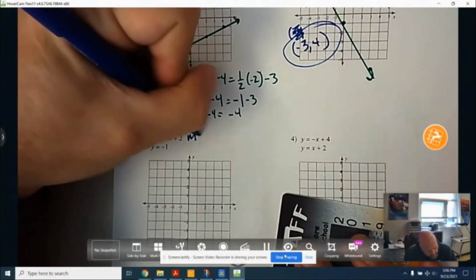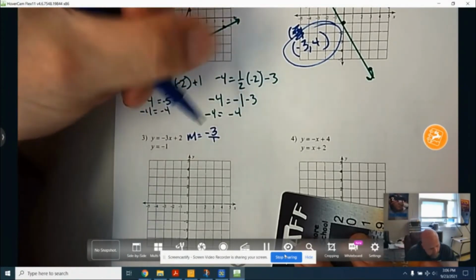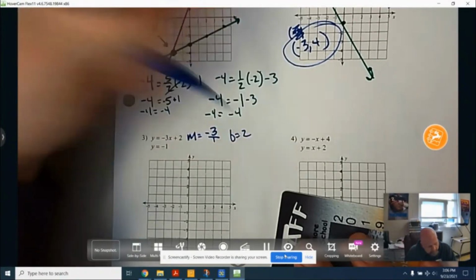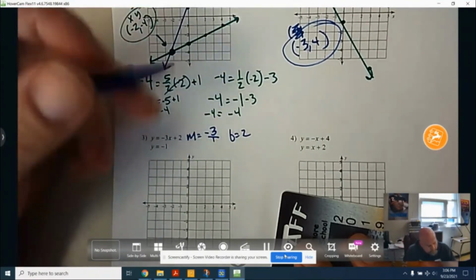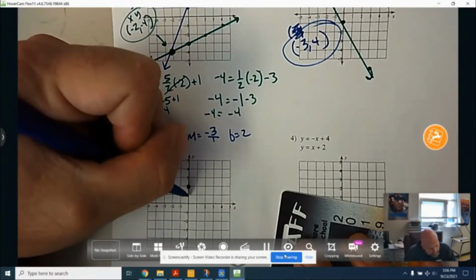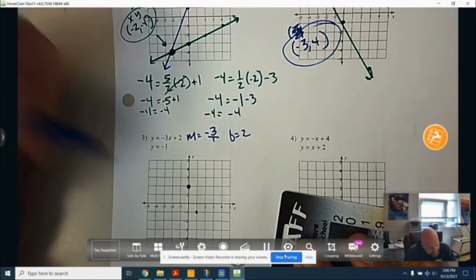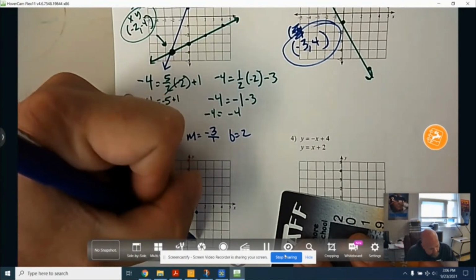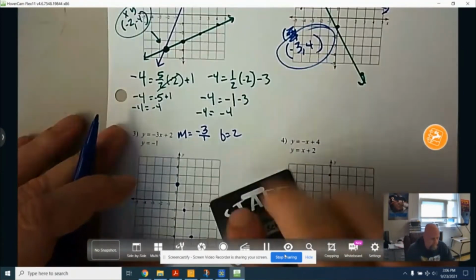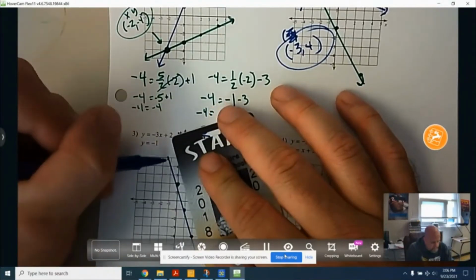So number 3, m equals -3, because it's a whole number, I'll put it over 1, and my b is 2. So I'm going to graph that. So start at 2. It's a negative slope, so I would go down 1, 2, 3, and then to the right 1. I'm going to repeat. Down 1, 2, 3, to the right 1. Okay, use your straight edge to connect.